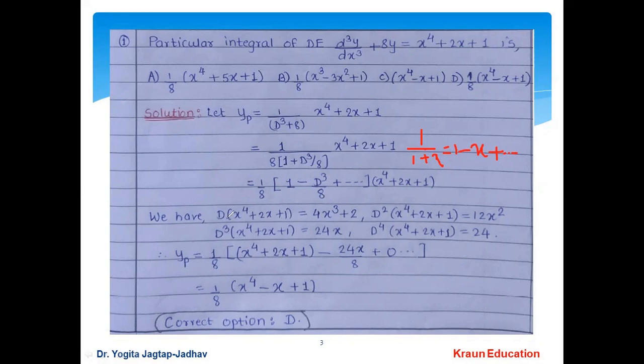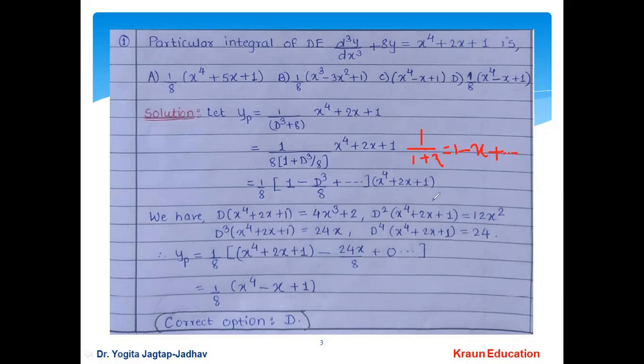Now just find the derivatives of the given polynomial, that is x raised to 4 plus 2x plus 1. Its first derivative is 4x cube plus 2. The second derivative is 12x square. The third derivative is 24x, and the fourth derivative is 24. All remaining higher order derivatives, from fifth order to nth order, are 0.